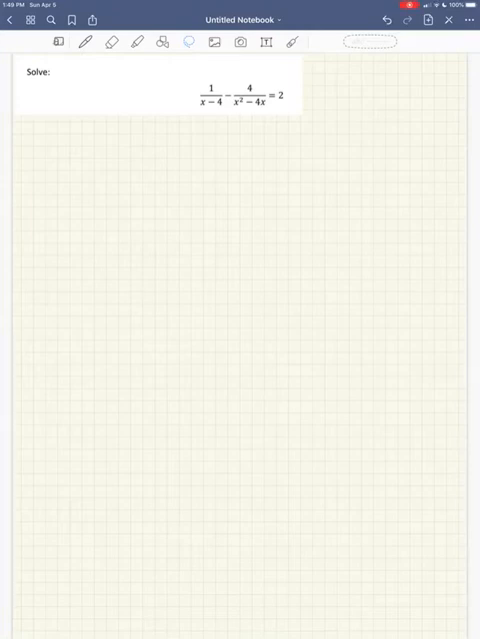When I look at this problem, I see it's an equation with an equal sign, and the directions say solve. So that means I'm supposed to find any value or values that make the equation true when substituted for the variable x. Since this is an equation, I can multiply both sides by whatever expression I choose. And since there are fractions, it would make sense to multiply by the lowest common denominator so that I can clear the fractions in the problem.